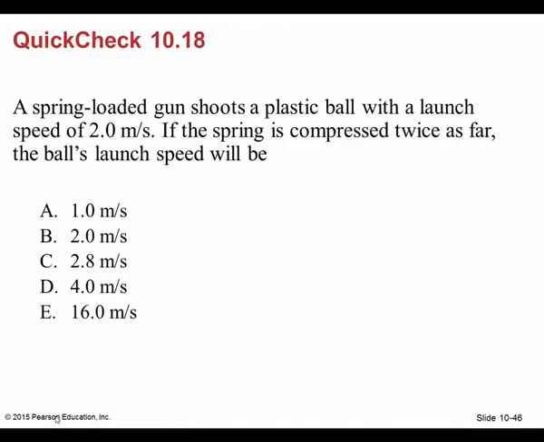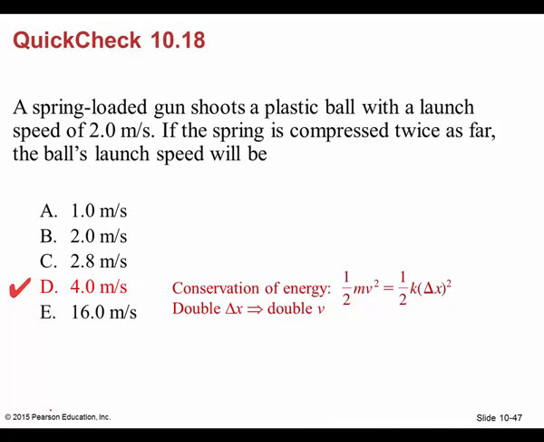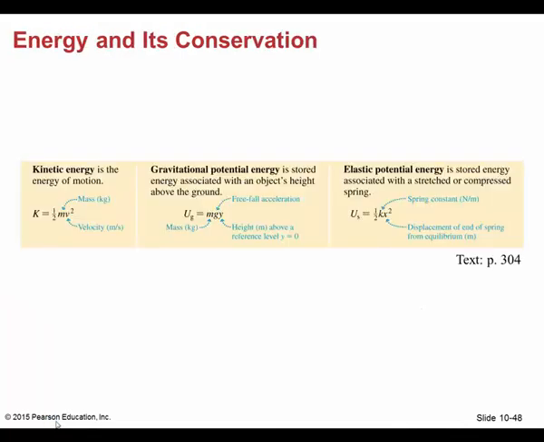I'm not going to sit here and read these to you, but you can see how we determine an isolated system. So if a spring-loaded gun shoots a plastic ball with a launch speed of 2 meters per second, and the spring is compressed twice as far, the ball's launch speed will be what? Well, I hope and pray that you say 4. And you say, why? Well, because it went twice as far. If you double x, oh, now wait a minute. Let's make sure on that. Let's see. Yeah, because both of these are squared. So, yeah, that's right.